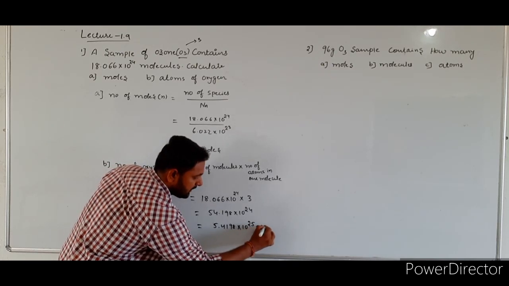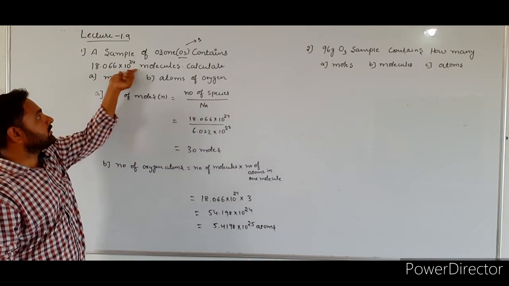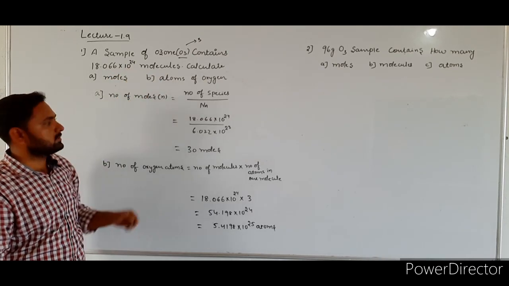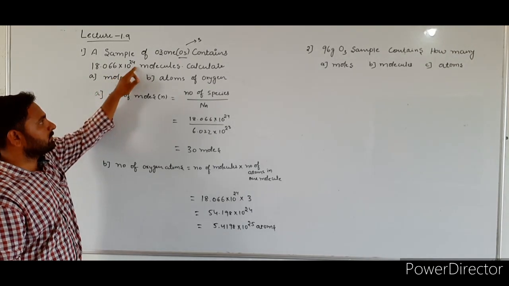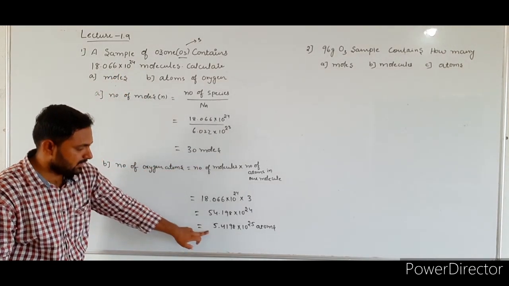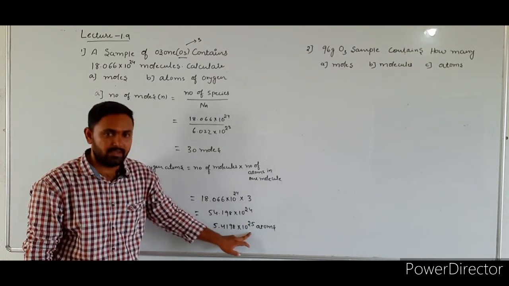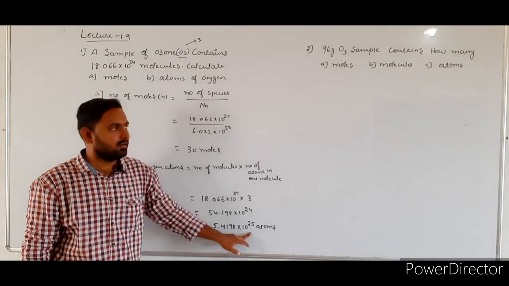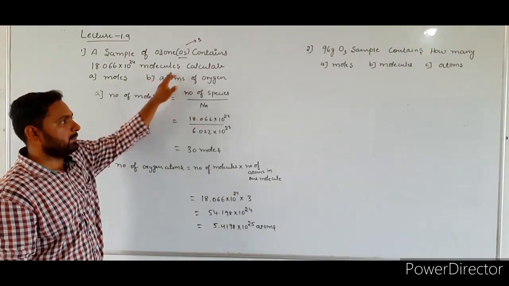Atoms are present in 18.066 into 10 power 24 molecules. How many moles are present in 18.066 into 10 power 24 molecules? There are 30 moles. How many atoms are present? 5.4198 into 10 power 25 atoms are present in 18.066 into 10 power 24 molecules.